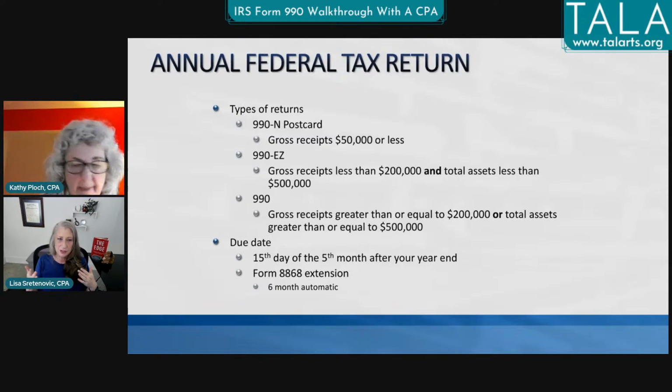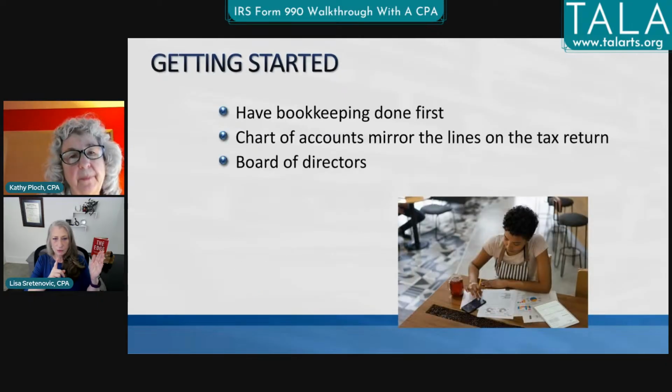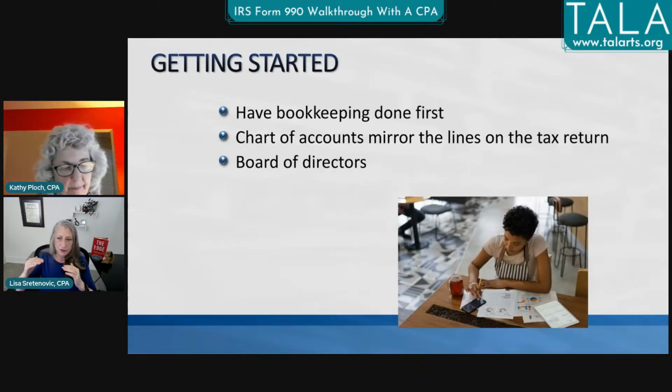So, it doesn't matter whether you're filing the postcard or the EZ or between the EZ and the full 990, it still is that 3-year average on whether or not you go to that next level. So I think that answers that question.